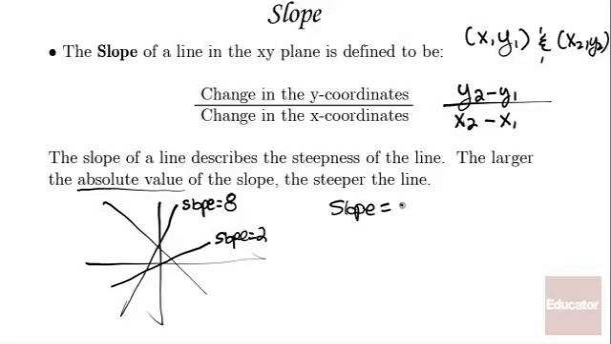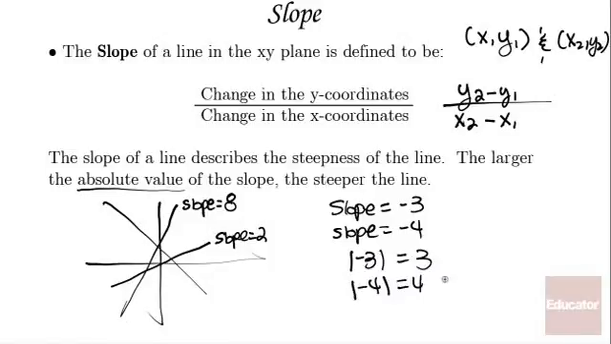So if I have a slope of -3, and I have another slope of -4, and I take their absolute value, so the absolute value of -3 is 3, the absolute value of -4 is 4, this line is going to be steeper. So again, the slope of the line is the change in y coordinates over the change in x. So if I have two coordinate pairs on a line, I can use that to find the slope of the line.